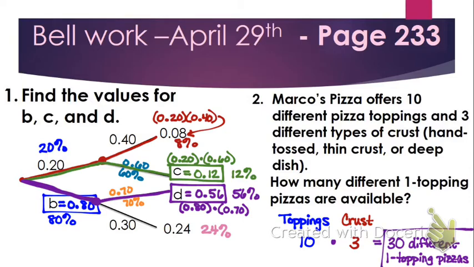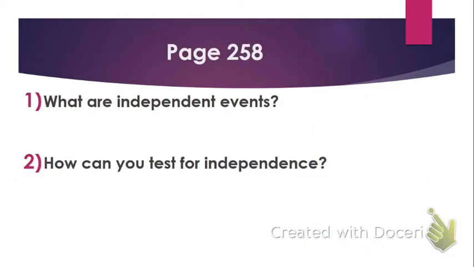All right. We're going to cover the very last thing that we need to touch on in probability today. It's called the concept of independence. We're going to go to page 258 for this. Independent events are events that have no influence over each other whatsoever. Absolutely no influence over each other.